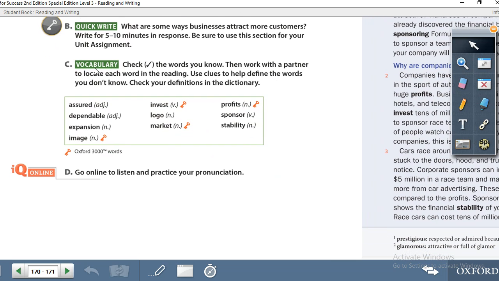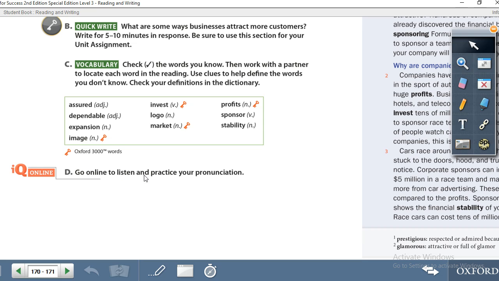Exercise C, vocabulary. Check the words you know, then work with a partner to locate each word in the reading. Use clues to help define the words you don't know. Check your definitions in the dictionary. So this is the vocabulary. I'm just going to read through it quickly. Assured, invest, profits, dependable, logo, sponsor, expansion, market, stability, image. So that is your vocabulary box.